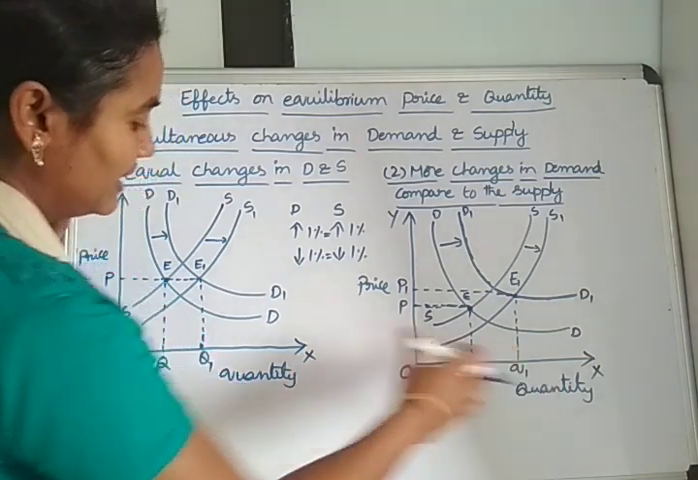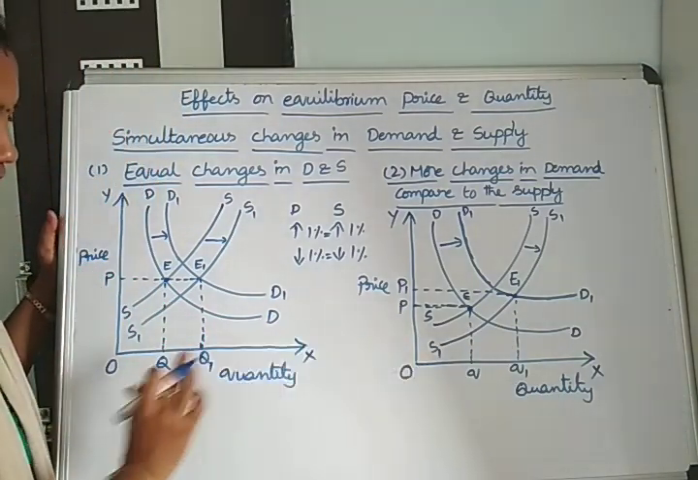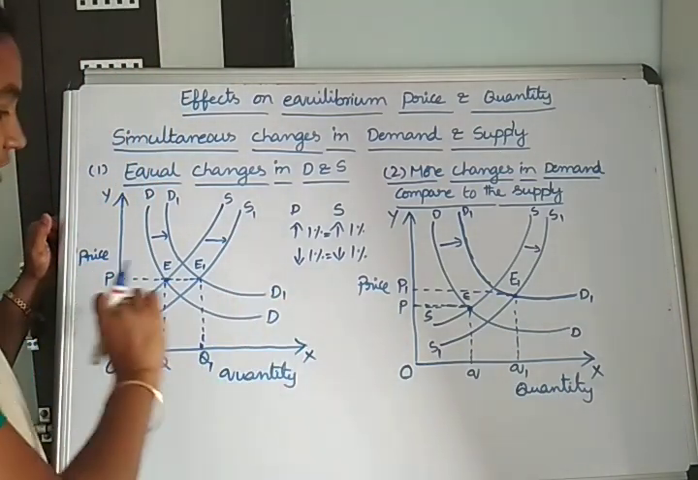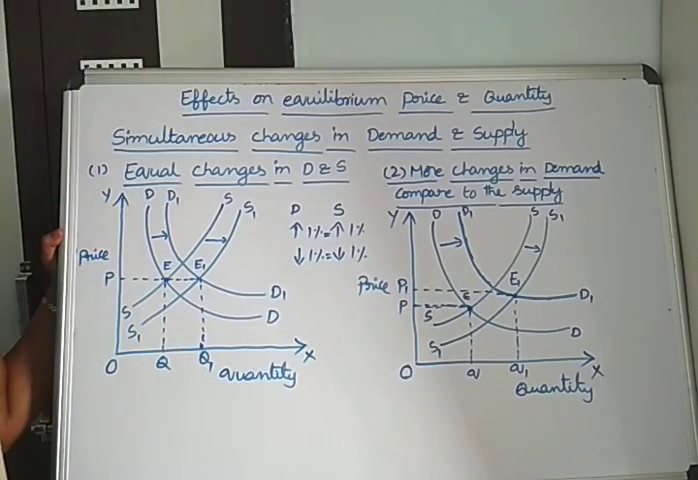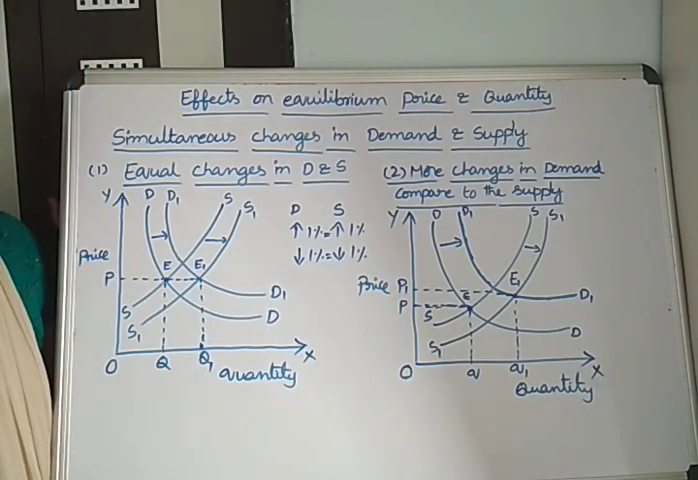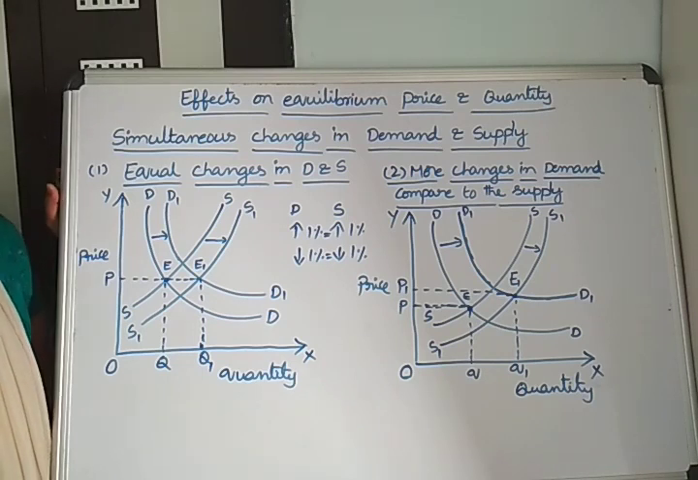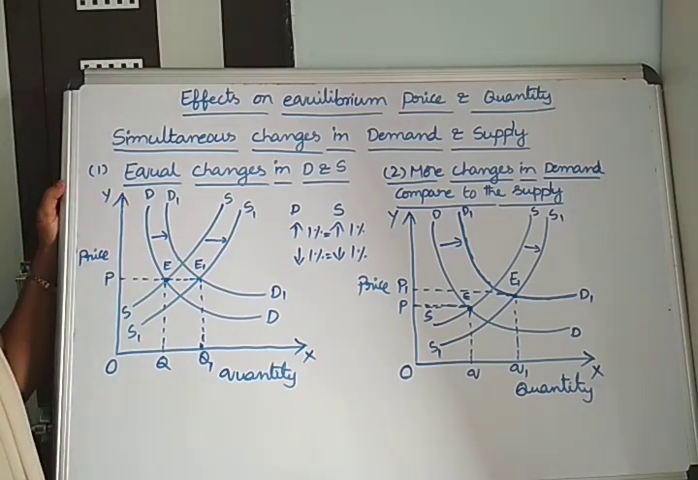Quantity supplied and demanded increase in two ways, but in one the price of the commodity is constant, and in the second the price of the commodity increases. The main reason is that compared to quantity supplied, quantity demanded increases more. That is the main reason.